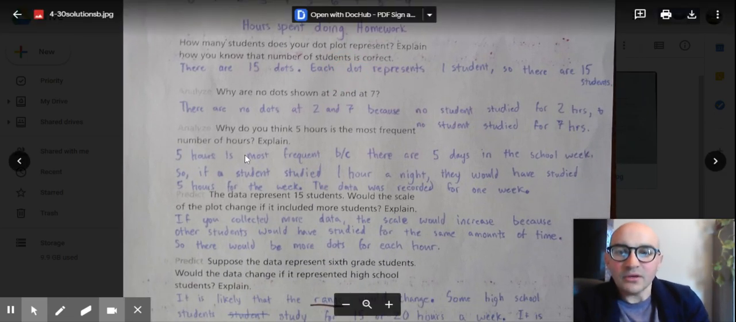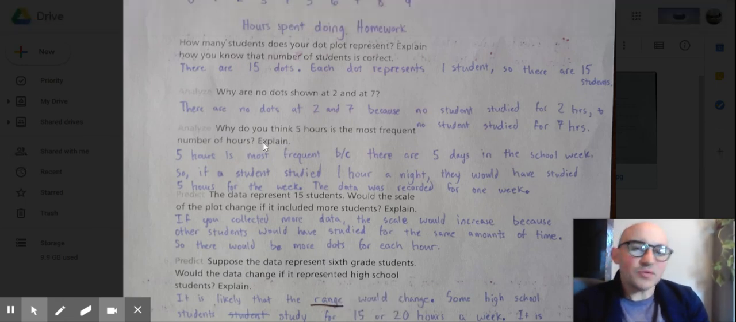Okay. Why is 5 the most frequent number of hours? This is one where your answer might vary a bit from mine, because often in math we have these nice black and white answers to questions, but in this case there's not an absolute right or wrong. This is just use your reasoning skills and see if you can come up with a good reason why 5 would be the most frequent.